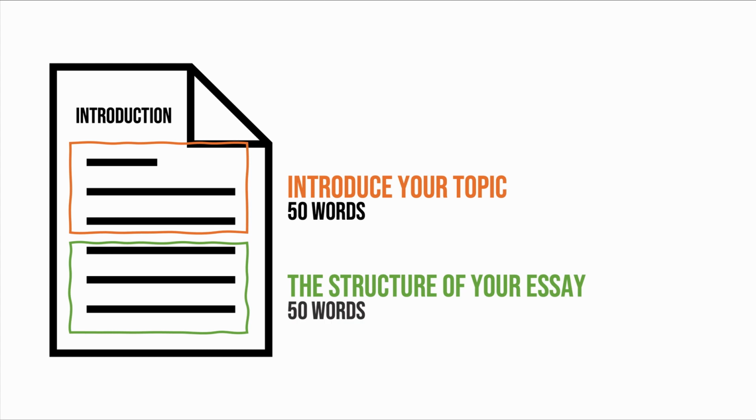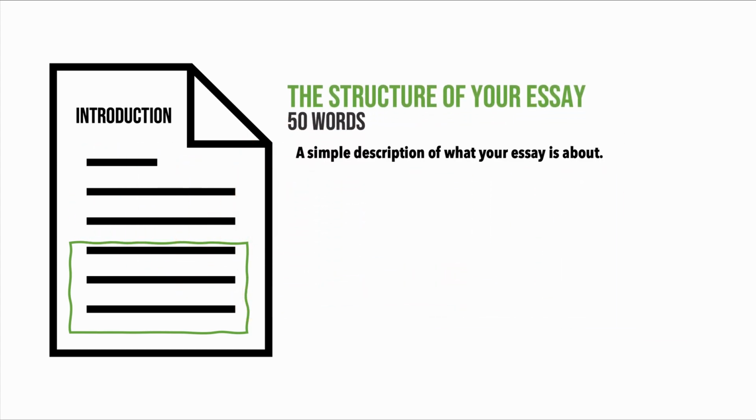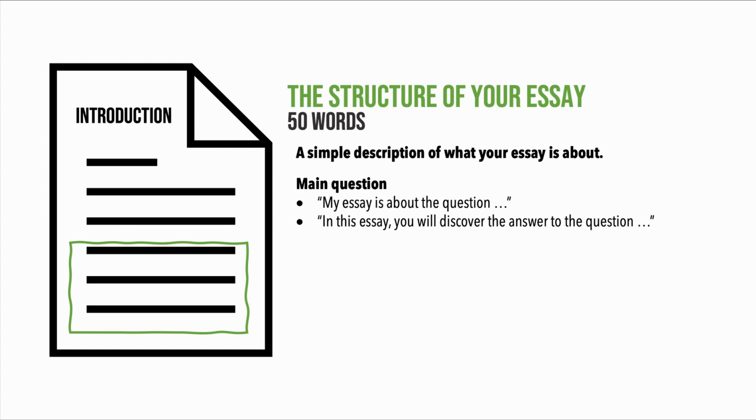The second part is not extremely hard. It's a simple description of what your essay is about. To start off, you can use some standard sentences like, my essay is about the question, how did the tulip mania happen? Or, in this essay you will discover the answer to the question, how did the tulip mania happen? Or you can get a little creative and say, have you ever wondered how the tulip mania happened? You will find the answer in this essay.